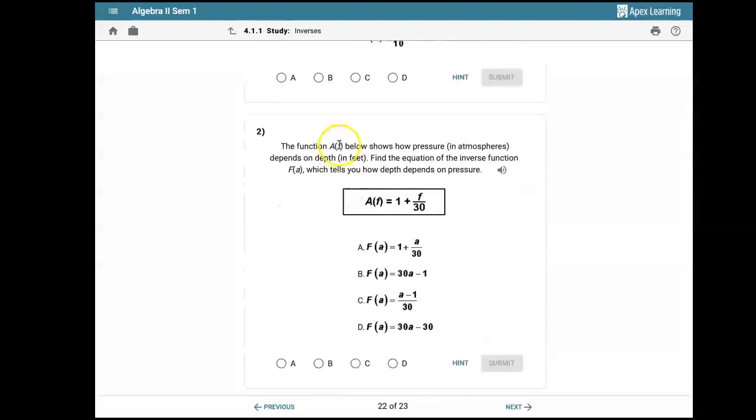All right, same thing here. Instead of going from A of F, we're going to go from F of A, okay? So we need to solve now for F. So replace this with A, solve for F.